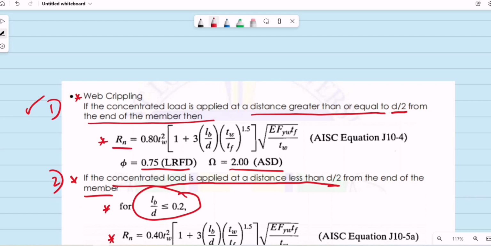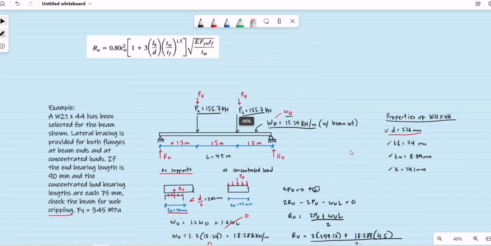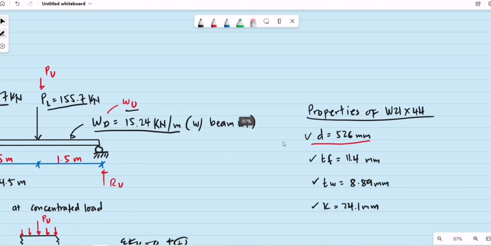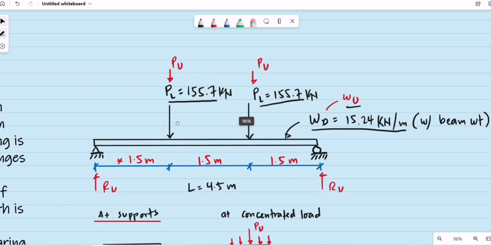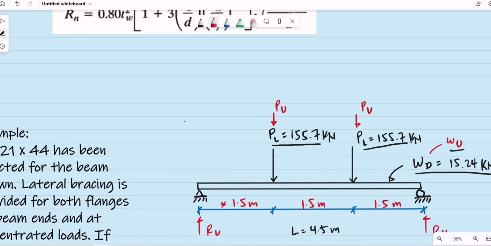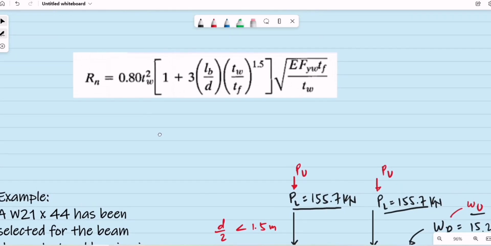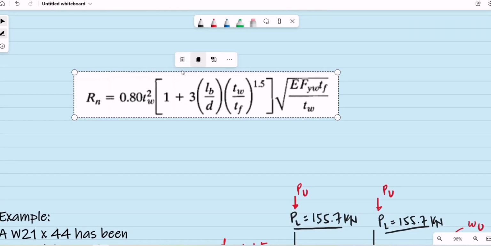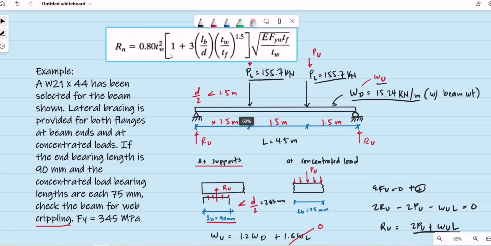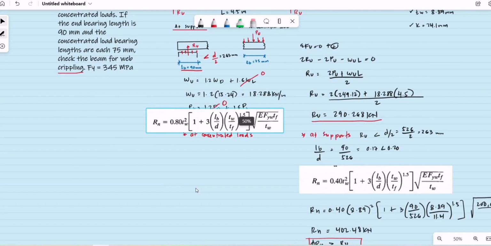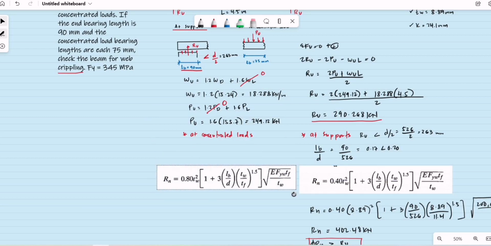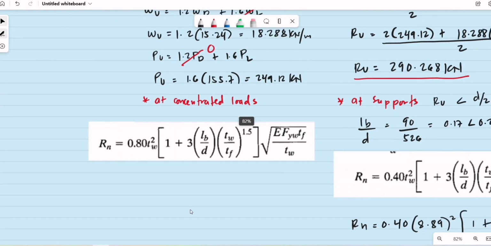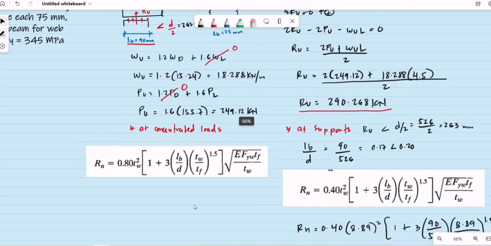Again, for LRFD, our reduction factor is equal to 0.75. What is the depth of this section? For W21 by 44, the depth is equal to 526. If we consider its half, or d over 2, it is obviously less than 1.5 meters. So we'll be using that equation. So we are now to substitute.